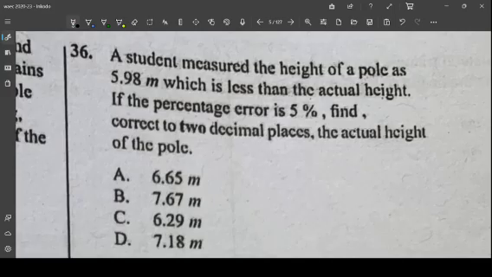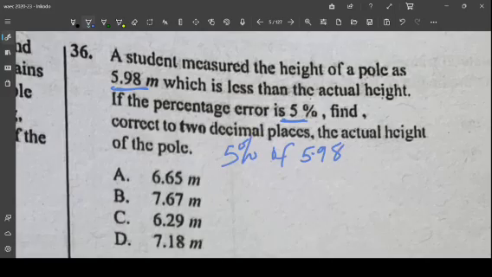So we are given the measurement he made as 5.98 meters, and the error of that measurement was 5%. So that 5.98 meters the student measured is 5% less than the actual height. So what is 5% of 5.98? If we can get it in meters, we can simply add it back. When we add that 5% back to this 5.98, we will now know what the actual height is supposed to be. So sometimes you need to take time to understand the question, know what you want to solve before you start solving.